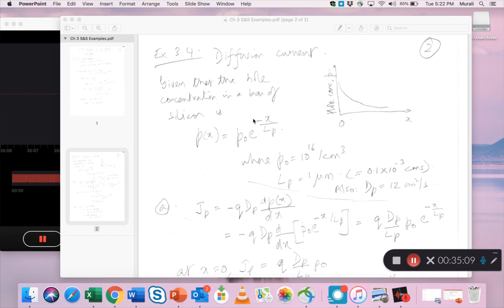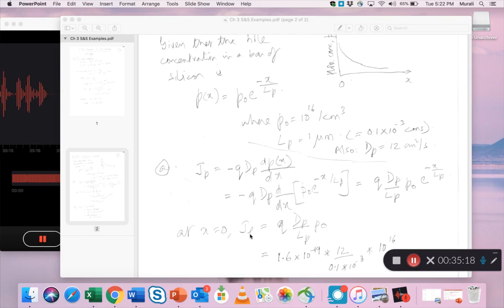The hole concentration profile is what I've just repeated here, and we know P0 equals 10 to the power 16. That's the value you plug in at x equals 0. But you still need to do the differentiation, because remember, in the formula we have this derivative term. So you have to differentiate, come up with the actual expression, and then plug in at x equals 0.